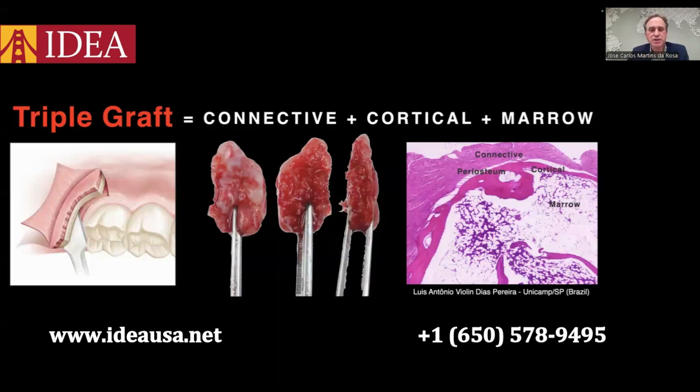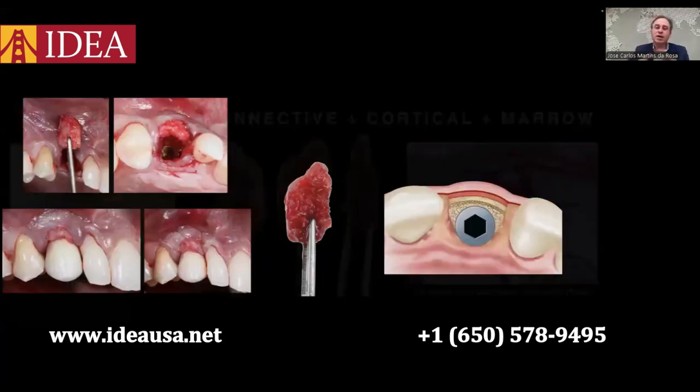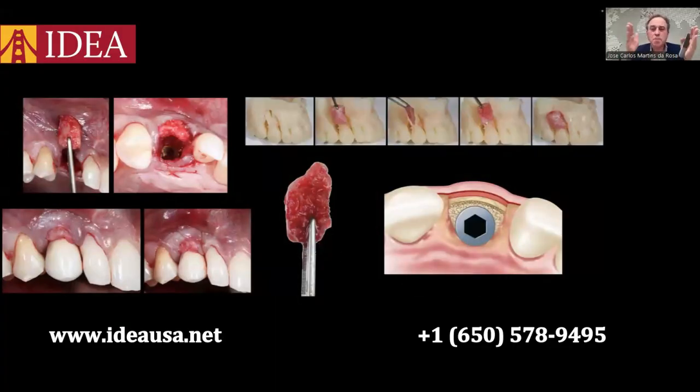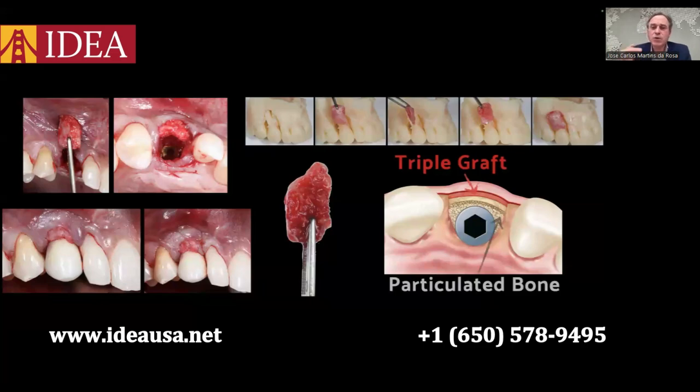So what's the ideal position of the triple graft after it was manipulated according to the defect configuration? What's our goal? To match, in the best way possible, the graft configuration to the defect configuration in all aspects, hard and soft tissue. So we insert the triple graft with the connective tissue layer turned towards the soft tissue and the marrow portion towards the implant body, but in between, I would recommend you add particulate bone as a bone filler.